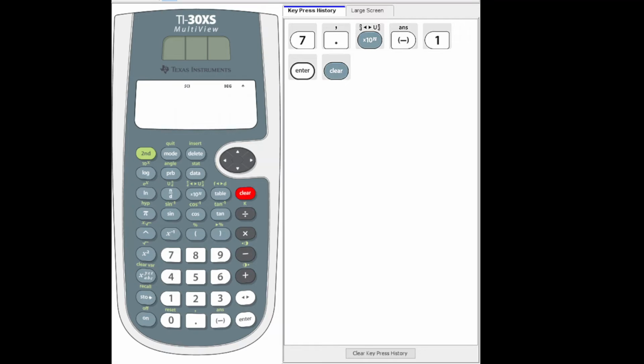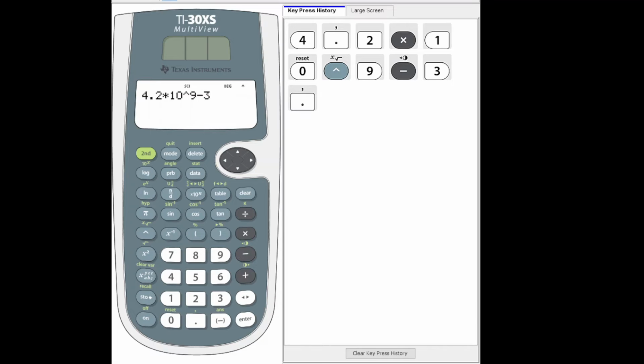So now that we've practiced writing numbers in scientific notation, let's have a look at what happens when we try to do a problem in scientific notation. Let's start with an easy one. 4.2 times 10 to the power of 9. And we're going to try subtracting 3.1 times 10 to the power of 6. And we're going to hit enter, and notice this gives us an answer in scientific, and it is a reasonable answer because 4.2 times 10 to the power of 9 is a good bit bigger than 3.1 times 10 to the 6th.